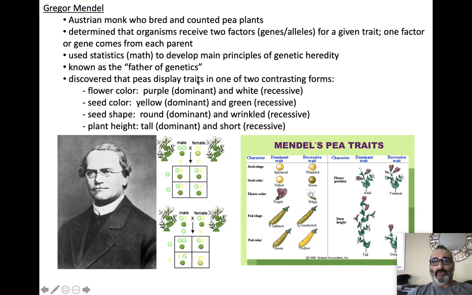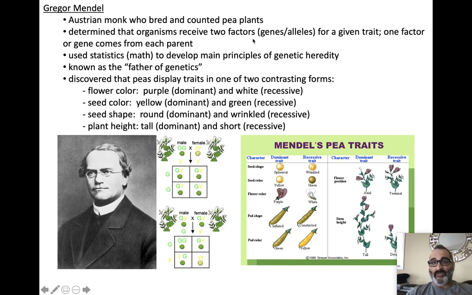What did he determine? Well, he figured out some major things. He figured out that you receive 2 factors. The reason he calls them factors is they did not know about genes in his time. So, you're talking like an early time period where we haven't even discovered DNA. We don't know what chromosomes are. We don't know what DNA is yet. But he figured out that 2 factors, 2 things controlled a given trait.